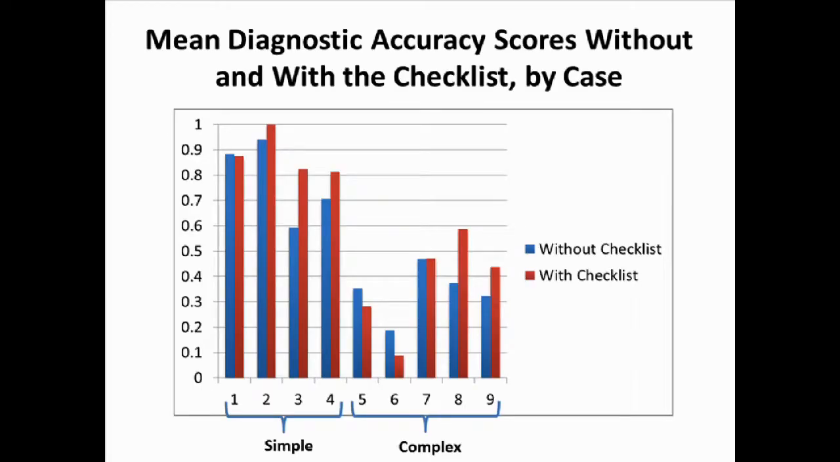And let me walk you through this chart, which shows the mean diagnostic accuracy scores without and with the checklist by case. On the x-axis, you'll see the 9 cases that were included in the evaluation, and they are grouped into 2 categories of complexity. The complexity categories were determined based on performance of a separate group of residents on the same cases. The y-axis shows diagnostic accuracy on a scale of 0 to 1. And what I basically want you to note here is that for most cases, the performance with the checklist, which you can see in red, was equal or better to the performance without the checklist for the most part.